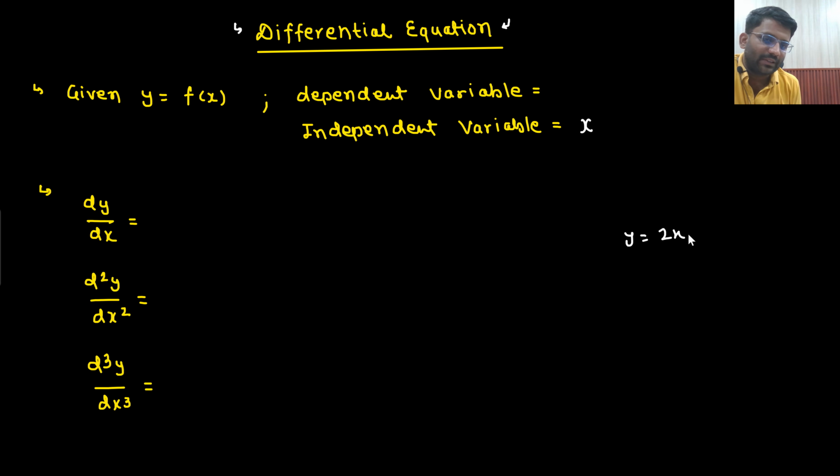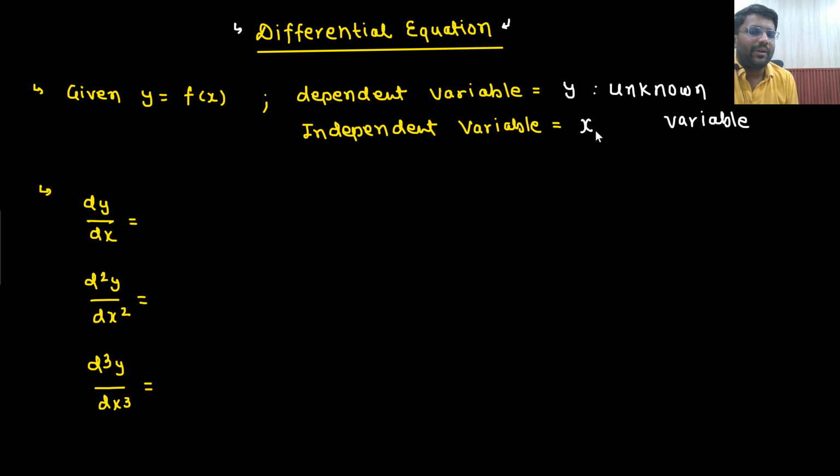Like y equals 2x plus 3. If x is 1, y has to be 5. If x is 2, y has to be 7. If x is minus 1, y has to be 1. So the independent variable is x. You are independently taking the value of x, and based on that, you are getting the value of y. So y is known as the dependent variable. Another name is unknown variable, because you don't know the value of y. The value of y will depend on the value of x.